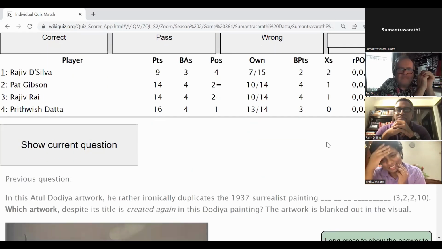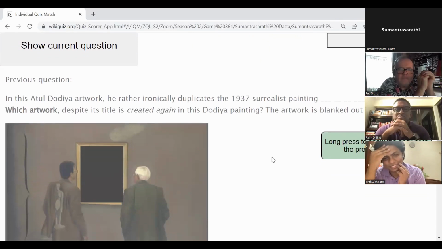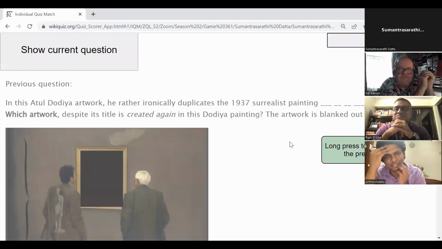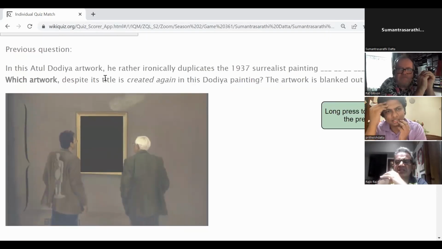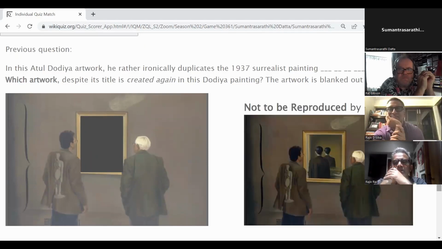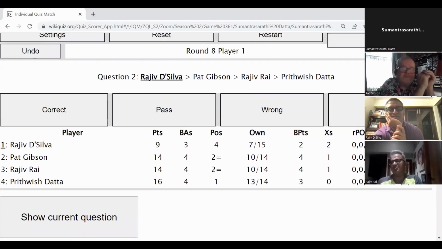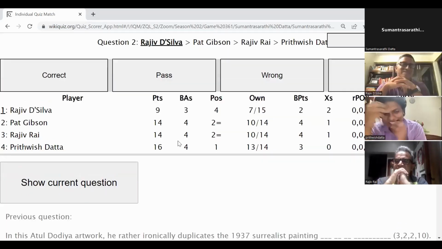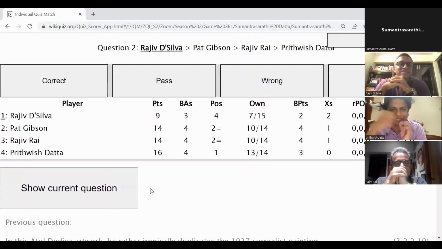Okay, non-com guesses. Just got put together. This is not Guernica. I don't know. Despite its title, it's something created... Yeah, that's obviously a clue, but... Yeah, so not to be reproduced. Never heard of this painting, but couldn't have got the name. Rajiv, this is last second.